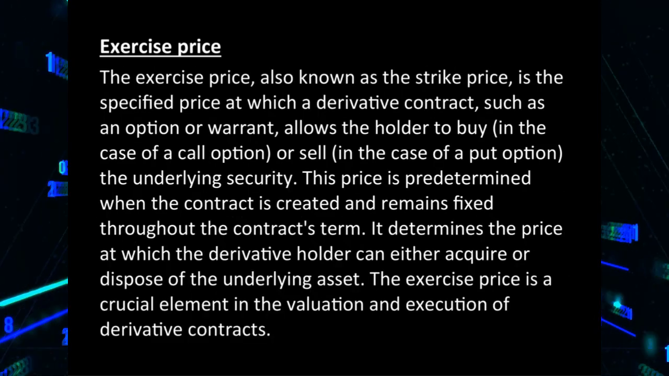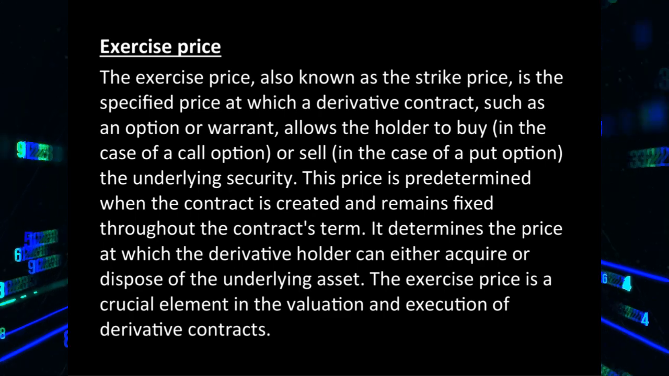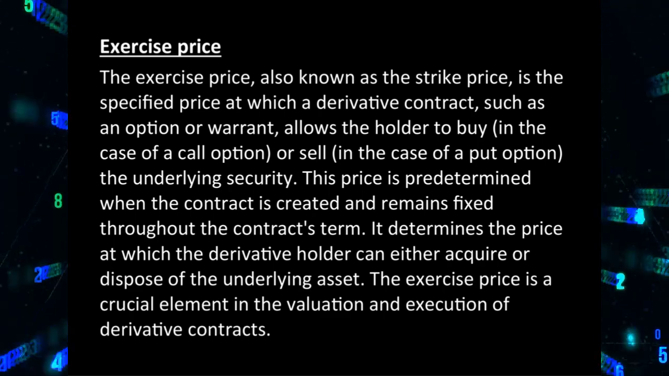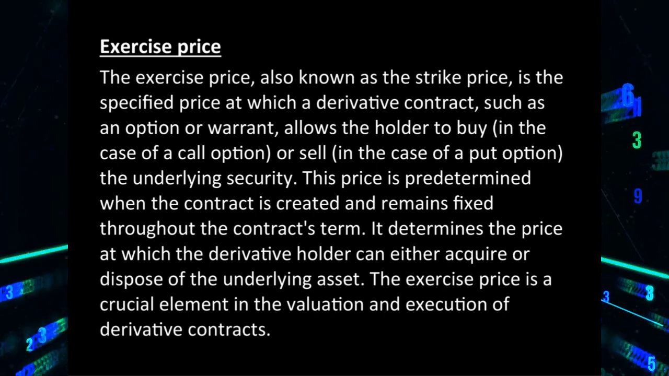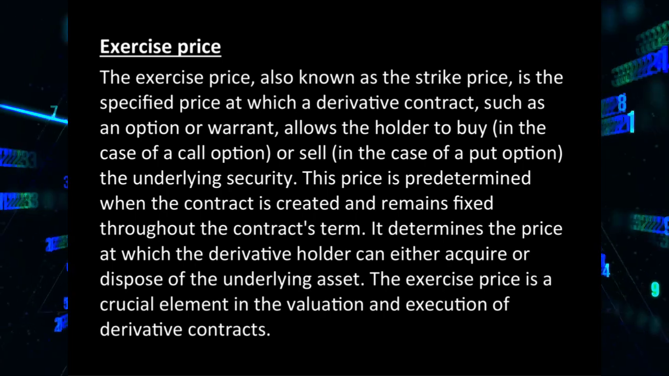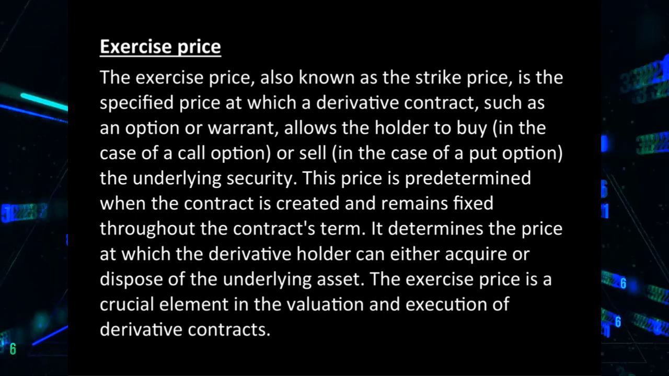Exercise price. The exercise price, also known as the strike price, is the specified price at which a derivative contract, such as an option or warrant, allows the holder to buy, in the case of a call option, or sell, in the case of a put option, the underlying security.